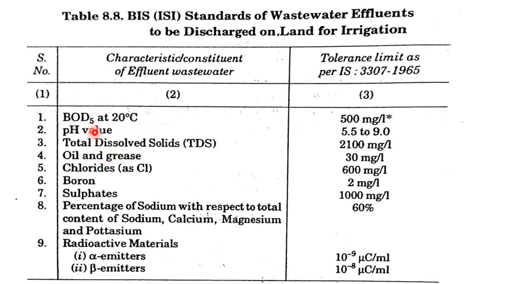What is this BOD? Biochemical oxygen demand. This should be less than 500 milligrams per liter. Whenever, before disposal, you test that wastewater in the laboratory, the BOD should be less than 500. Then only it is fit for disposing wastewater onto the land. Next, pH value, dissolved solids, oil and grease, chlorides, like this we have these parameters, so that we can dispose the wastewater if they are within the permissible limit. Tolerance means permissible limit.